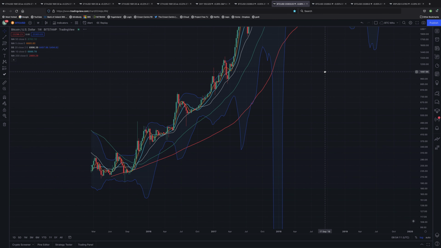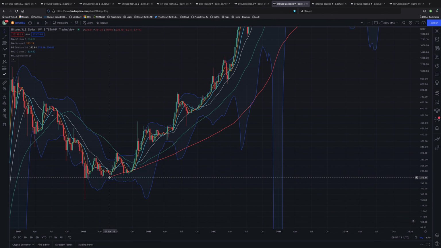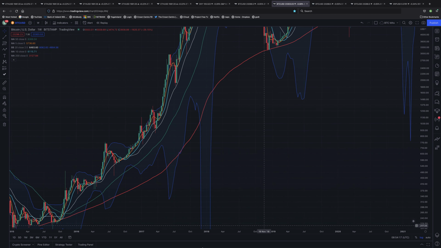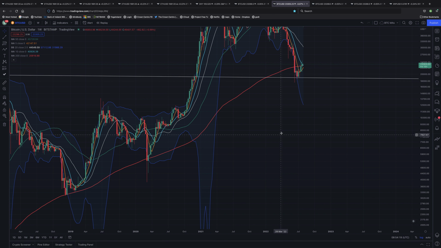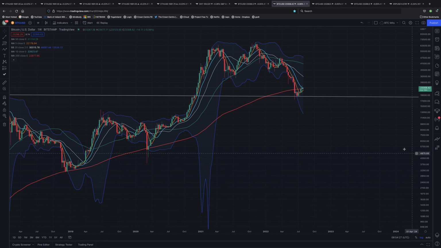So we dropped below the 200. This is where it starts back in 2015. So we dropped below it for, I'll count the months, 1, 2, 3, 4, 5, 6 months, half a year. We were below the 200 MA on the weekly, and now we are above it.